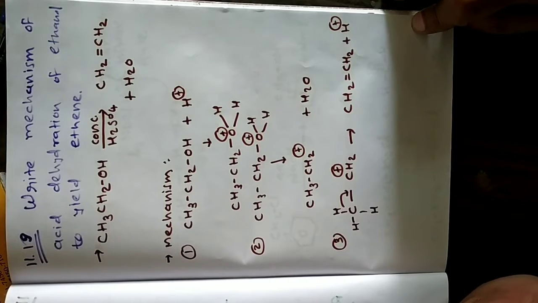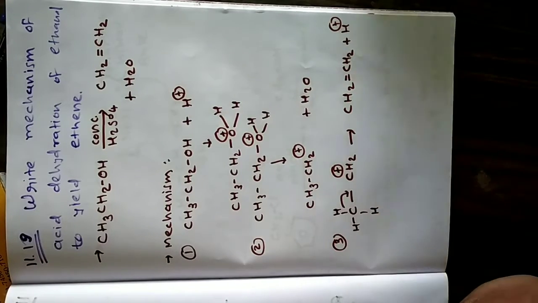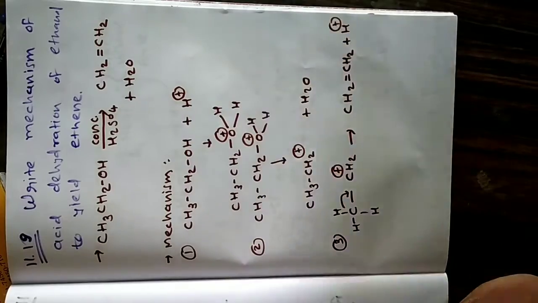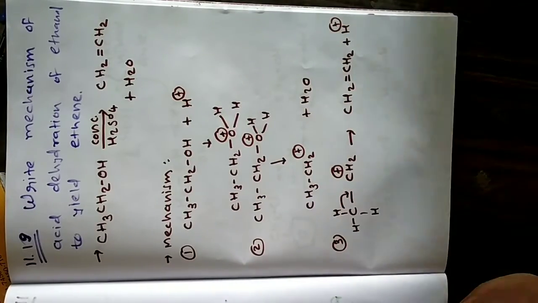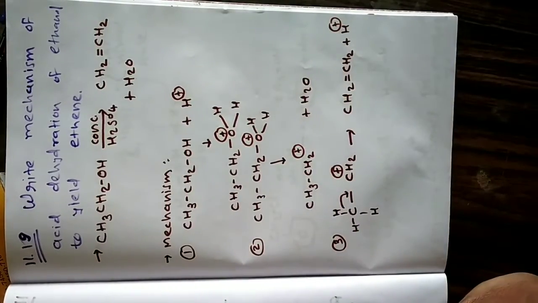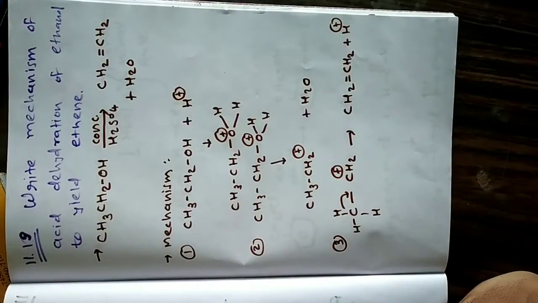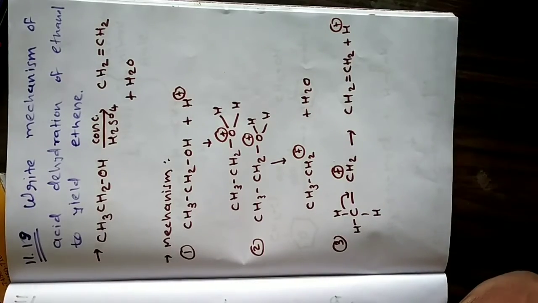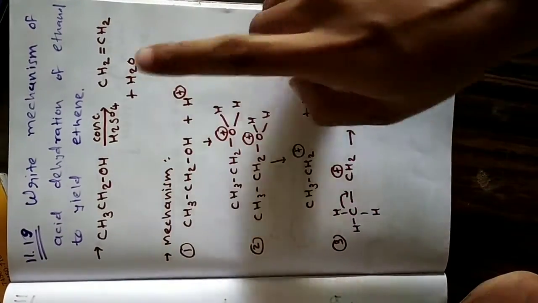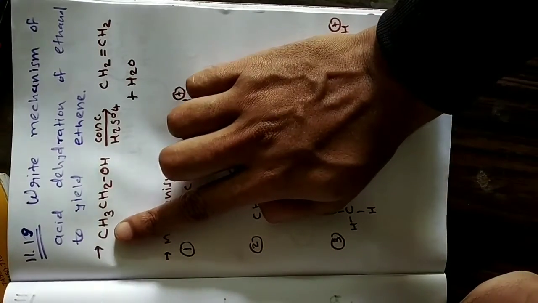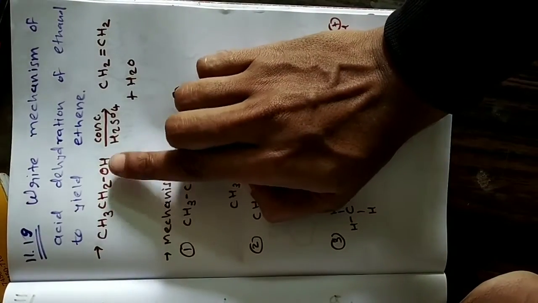Okay. Previously we have discussed the mechanism of the hydration reaction, meaning addition of H2O. Now here we have dehydration, meaning removal of H2O. For that we have to write the mechanism. So first I have written the reaction. You can see this one is ethanol, CH3CH2OH.